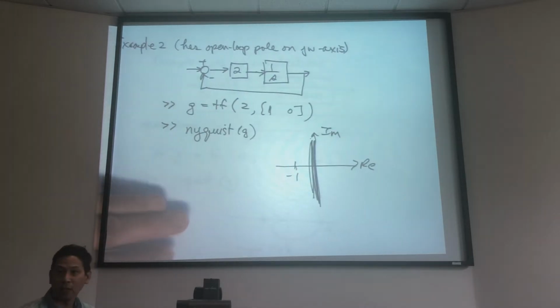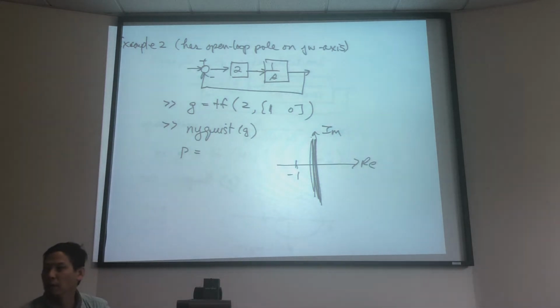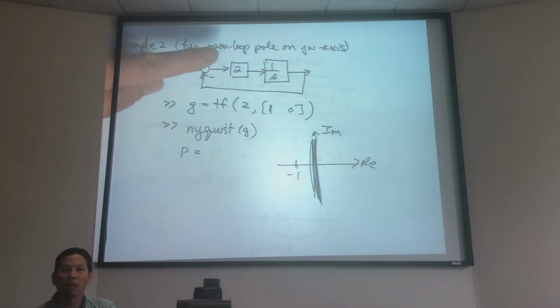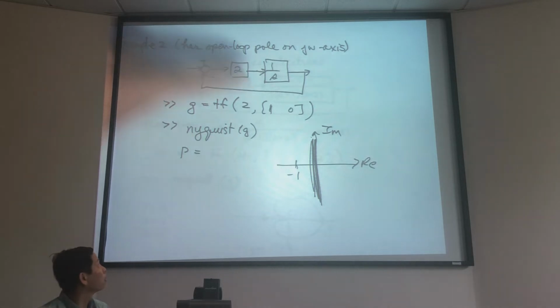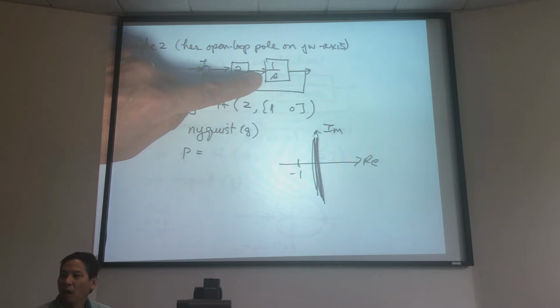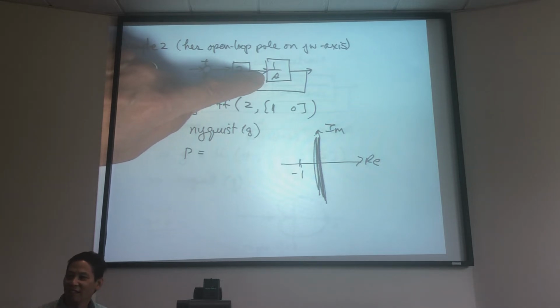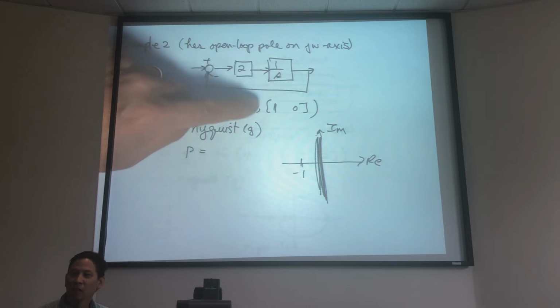All right, so let's apply the Nyquist criterion. What is P? P is the number of poles in the right half plane. How many poles are in the right half plane? Let's have a little discussion here. 1. 0. Okay. You two argue it out. Why do you think it's 1? The pole is 0. Okay. Why do you think it's 0?